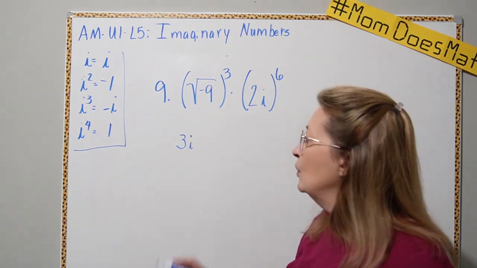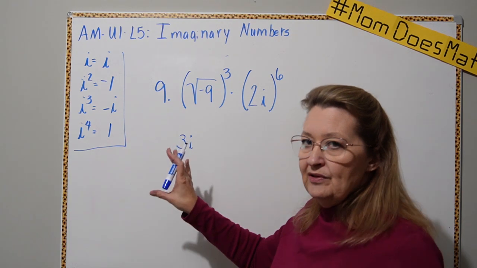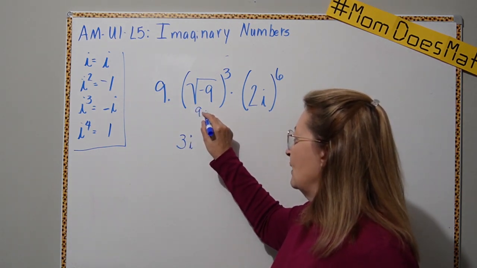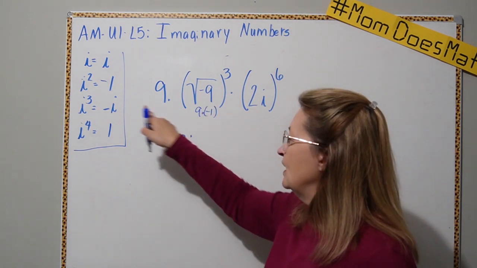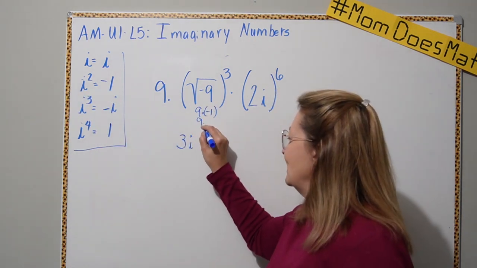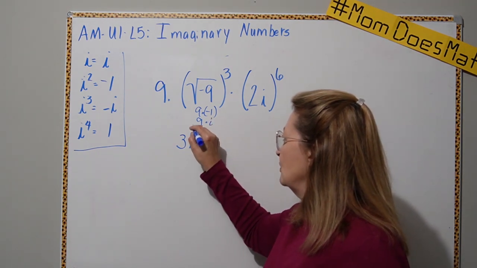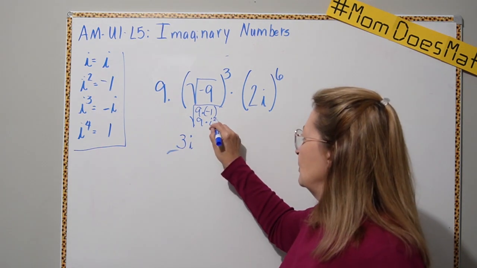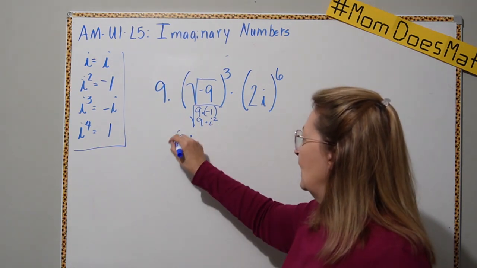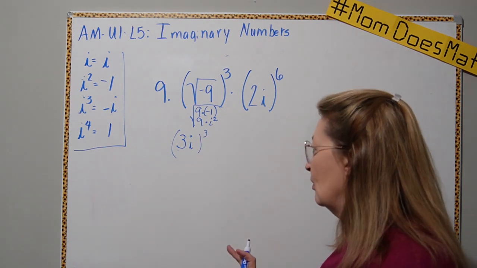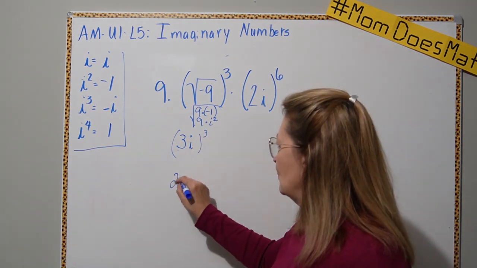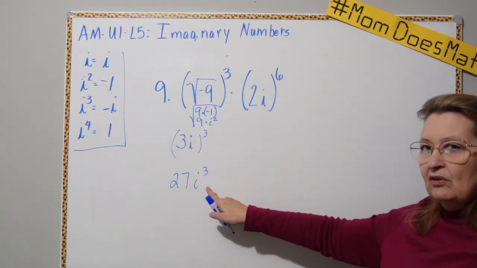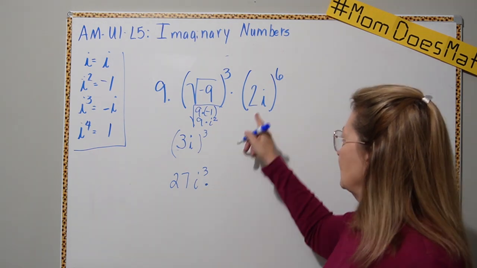How did I get that? Well, remember, the square root of 9 was 3, so that wasn't a problem. What I actually did in my head is I broke this up into 9 times negative 1. Now, what was negative 1? i squared. So I had 9 times i squared under the radical. So the square root of 9 was 3, and the square root of i squared was i. And that is raised to the 3rd power. So 3 to the 3rd power is 27, i to the 3rd. Now since I have another i over here, I'm just going to leave it in i format for right now.